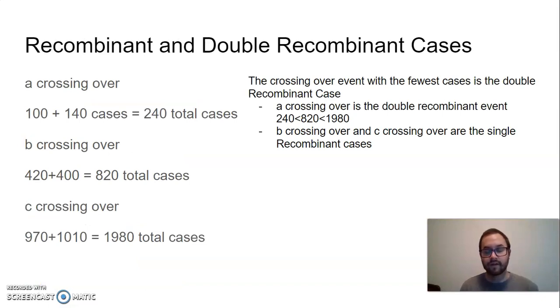After organizing the data set, we can look at the data set to see which are the recombinant and double recombinant cases. The crossing over event that yields the fewest number of offspring is the double crossing over event. So if we total up all the offspring from each of the cases before, A crossing over, B crossing over, and C crossing over, we see that A crossing over gives us the fewest total number of cases at 240. And so that means that A crossing over is the double recombination event, and B and C crossing over is a single recombination event.